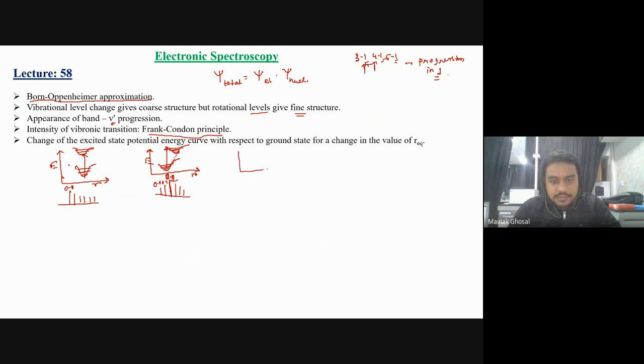Suppose this is the ground state and this is the excited state. It can also happen that there is a decrease in the equilibrium bond length. So this is E and this is R. You see that this is the highest intensity peak. In the previous case, 0 to 2 was the highest and the intensity was changing. Like that, this is the third case. Another case will be there.